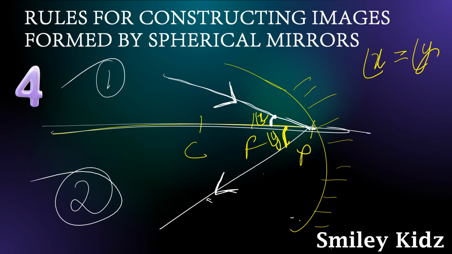Basically, it means that the fourth rule says that a ray of light which is incident at the pole makes an angle with the principal axis. After reflection it goes on the other side of the principal axis, making the same angle.